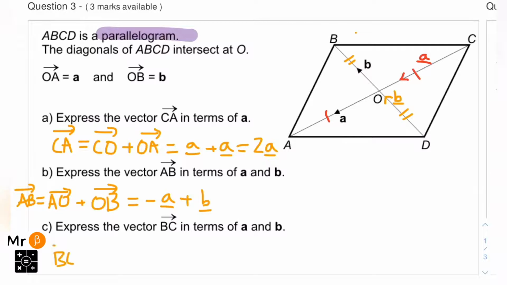Finally, we're going to look at the vector BC. So to go from B to C, we're going to go from B to O, and then from O to C. So here, B to O is negative B. We go in the opposite direction of the arrow. And then O to C is negative A as well.